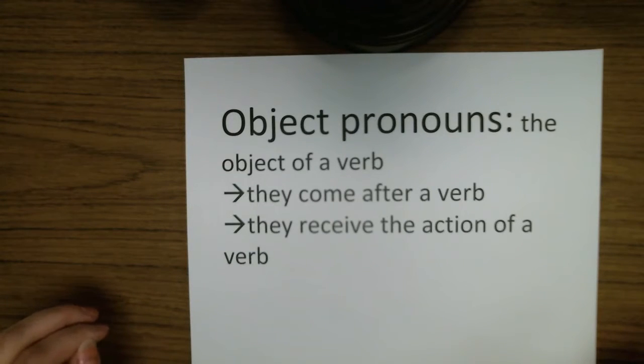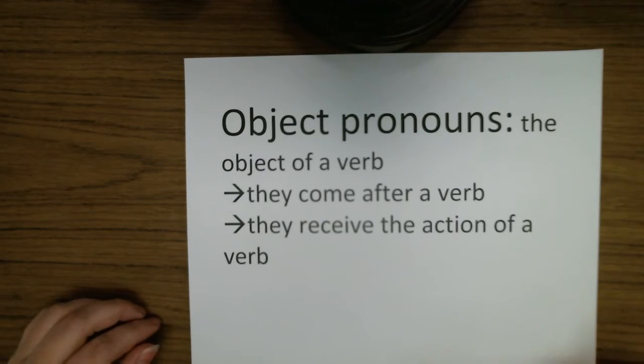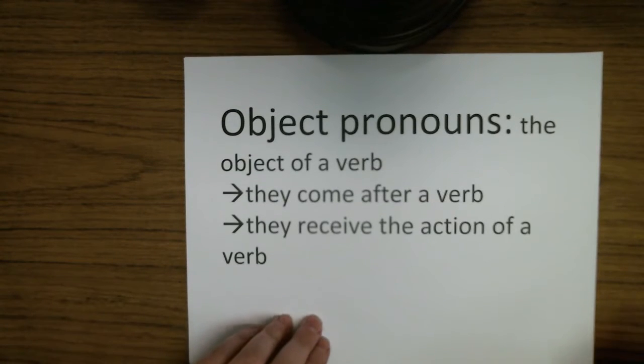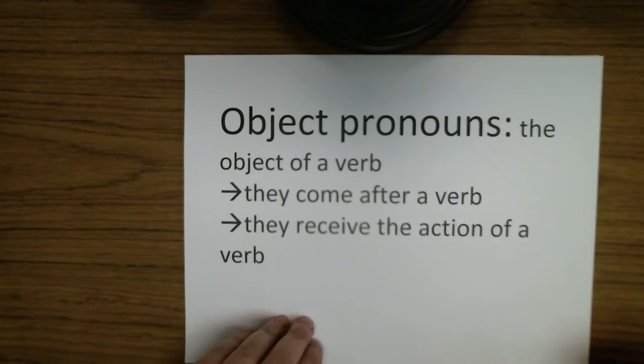Maybe not so much. So let's take a look at some examples of object pronouns to get our heads around what we mean by object pronouns. Basically, object pronouns just means that they're not the subject of a verb, and they receive the action of a verb. It will make a lot more sense when we take a look at some examples.